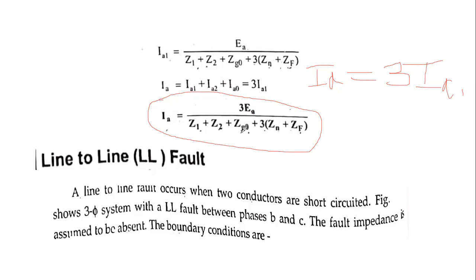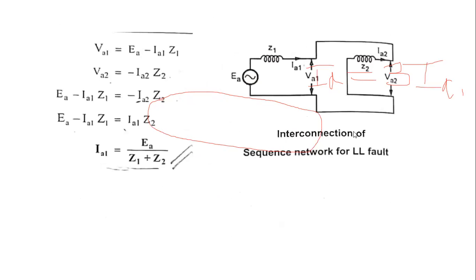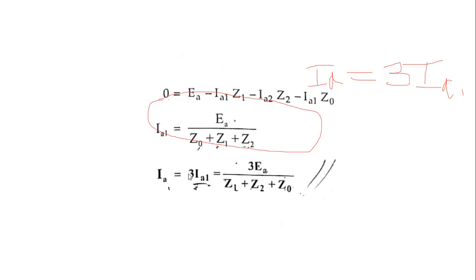Similarly, this is the fault current formula when the fault is obtained between the two phases. Remember those formulas, that is 3 into IA1. Therefore IA1 is equal to EA by Z1 plus Z2 plus Z0.